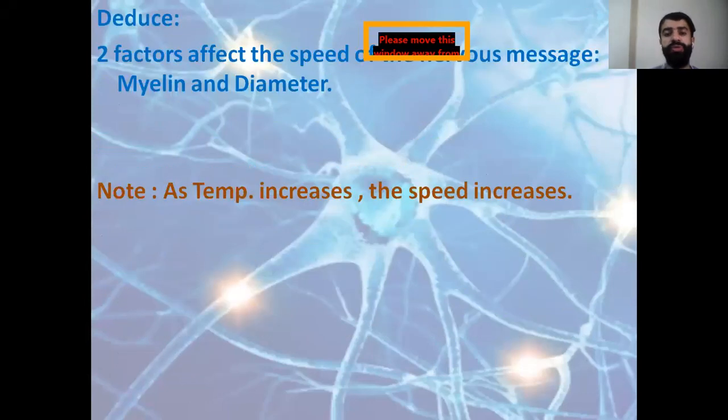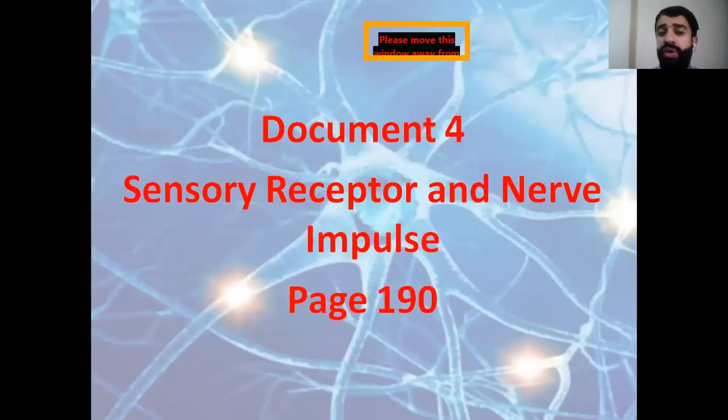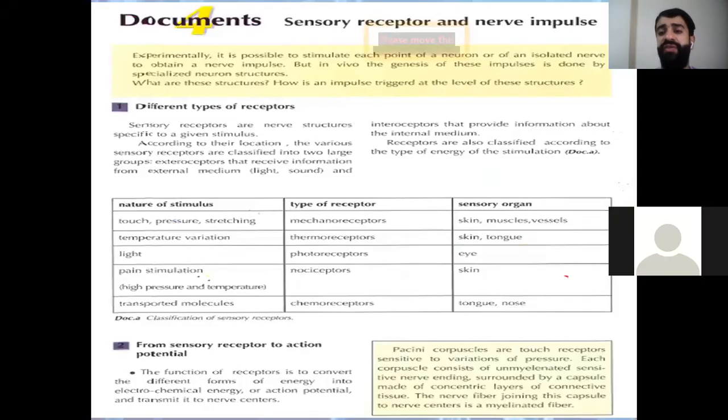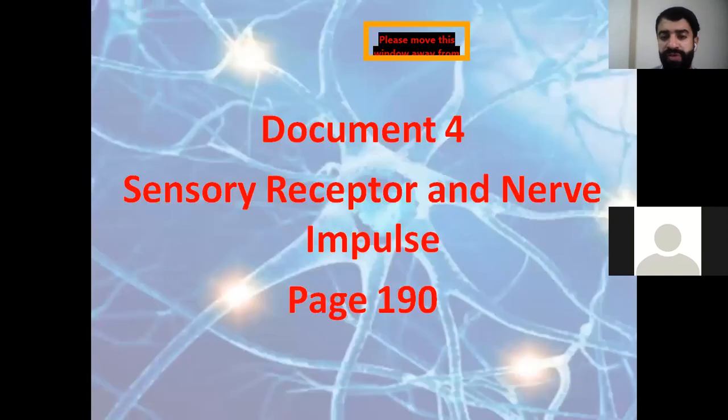So now we're going to move to the document 4, sensory receptor and the nerve impulse. Already, we started with these topics or these ideas in the introduction. We talk about the different types of receptors according to their position or according to their type of energy or the stimulation. So let's start step by step. Document 4, sensory receptor and nerve impulse, on page 180 in your book.